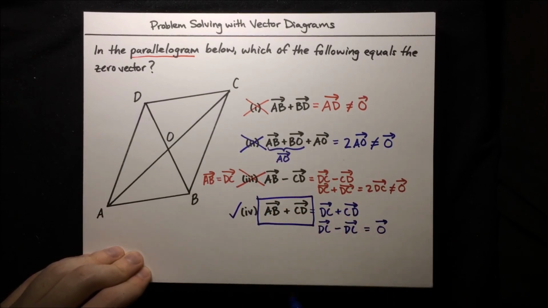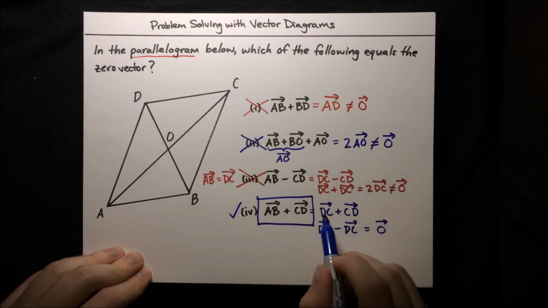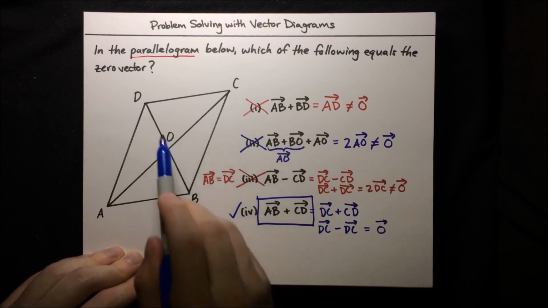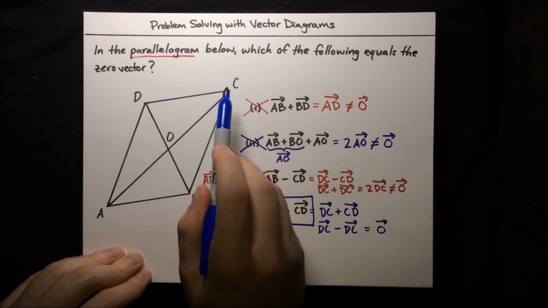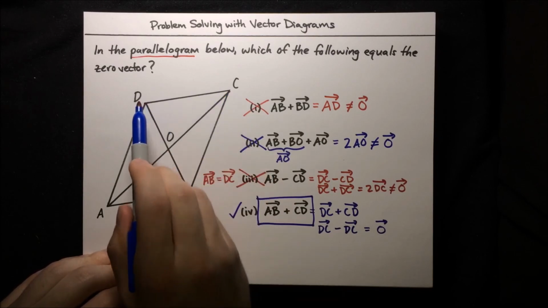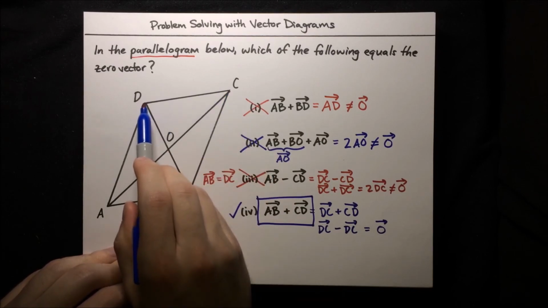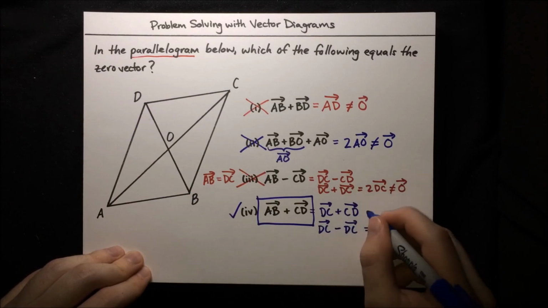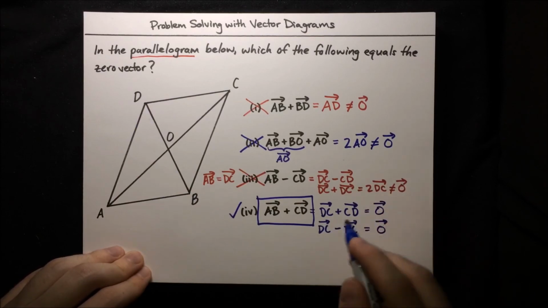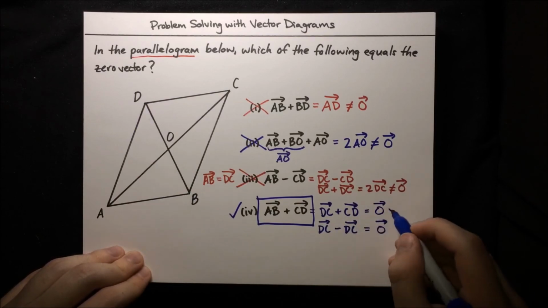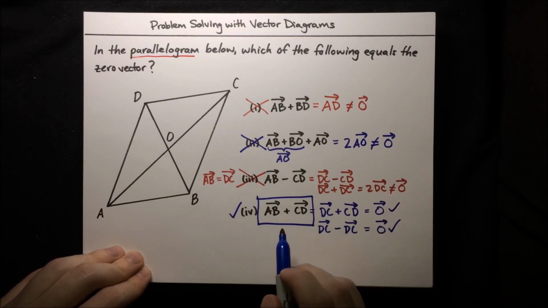You can also see that from the triangle law for vector addition, DC plus CD, that's like saying go from D to C and then go from C to D. So really go from D to D, you're not moving at all. So that is also the 0 vector. You can see it that way too. Either way, you see that it's the 0 vector. And so that's our answer.